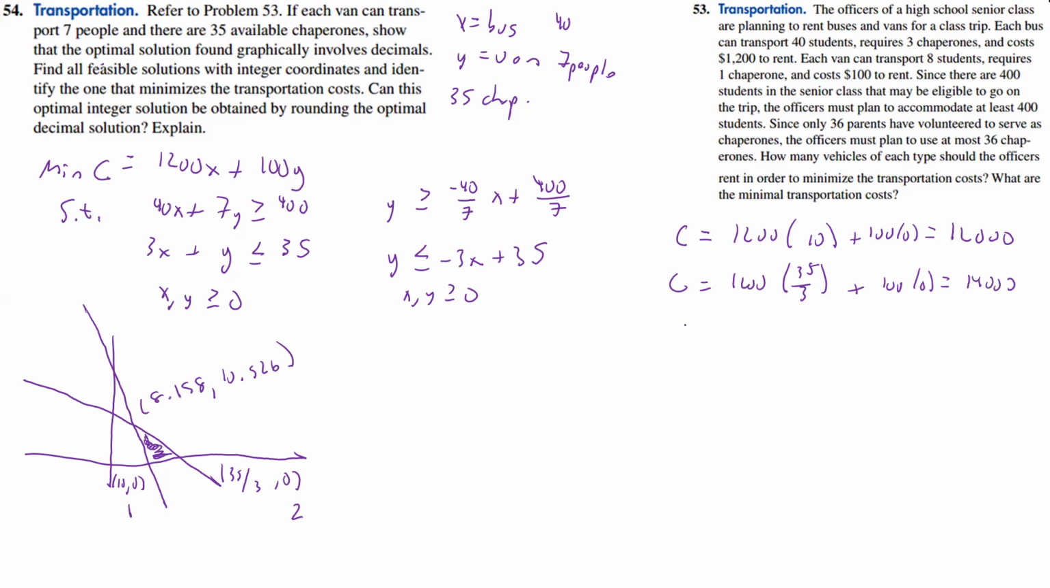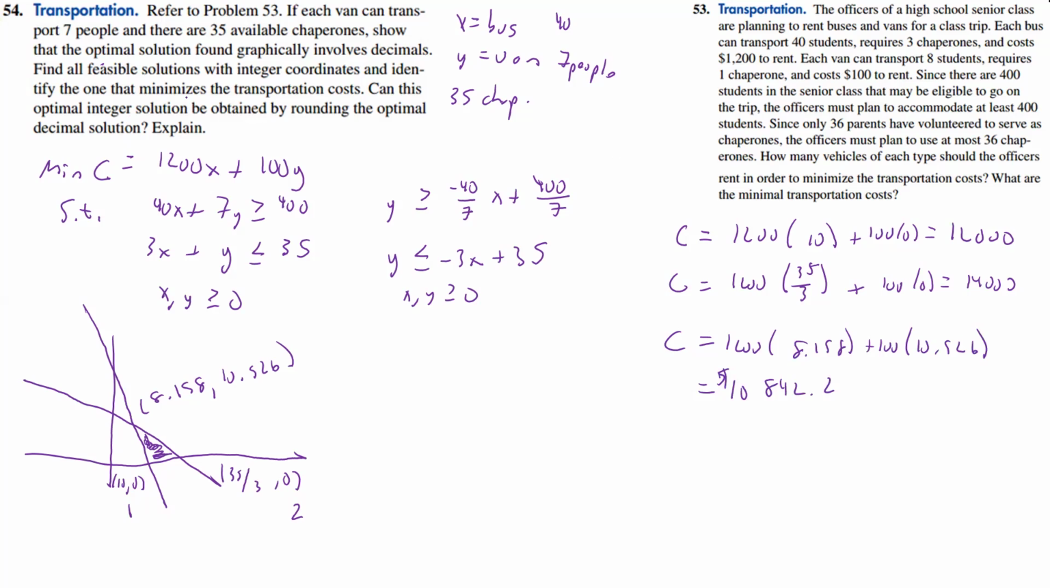And then let's see here. Well, this one is going to be not so nice. So that's going to be 1200 times 8.158 plus 100 times 10.526. And I'm going to do that in my calculator. So that's 1200 times 8.158 and then plus 100 times 10.526, and I get 10,842.2. Okay. All right.